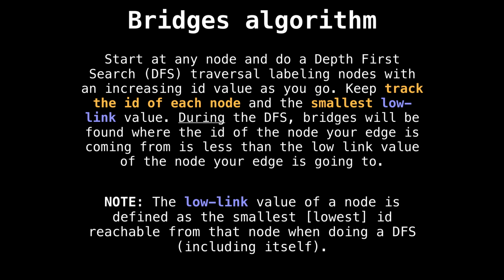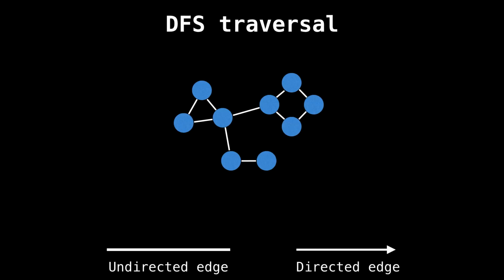During the depth-first search, bridges will be found where the ID of the node your edge is coming from is less than the low-link value of the node the edge is going to. The low-link value of a node is defined as the smallest node ID reachable from the node you're currently at when doing the depth-first search, including the ID of the node itself. This is an interesting concept we'll get back to later. For now, let's look at an example.